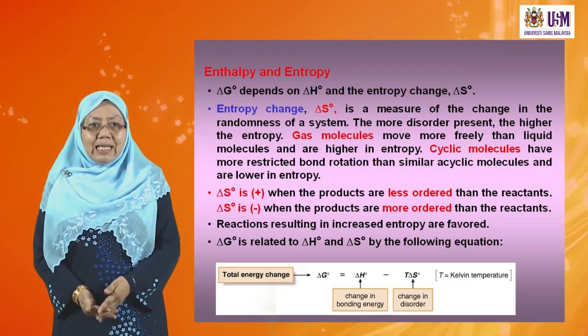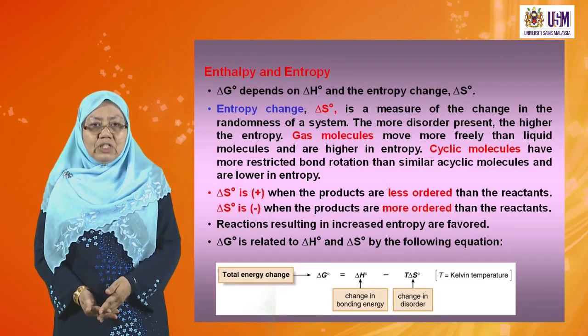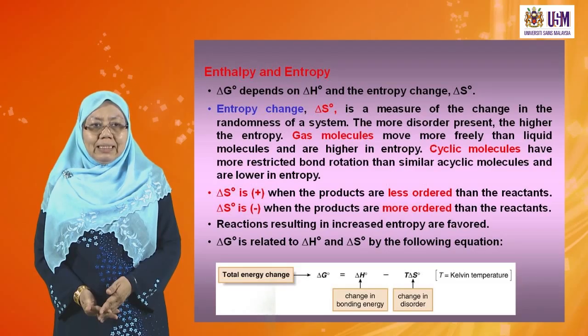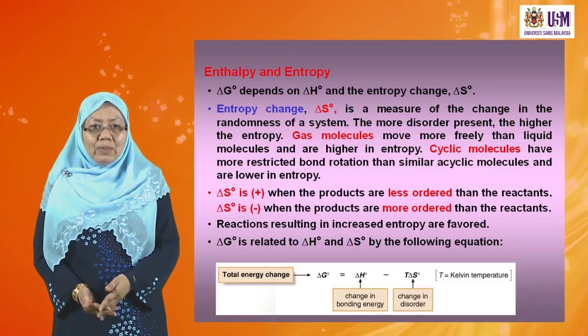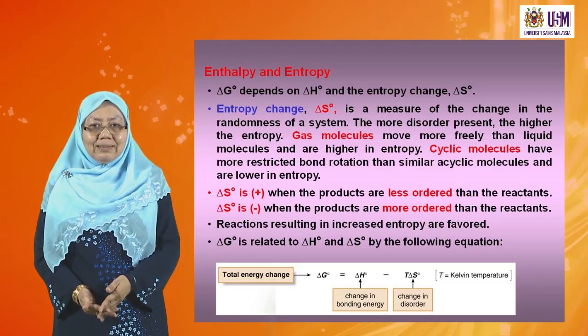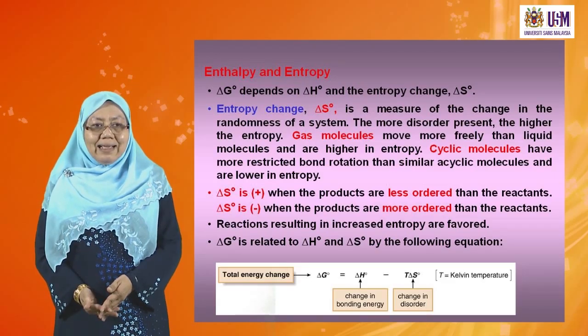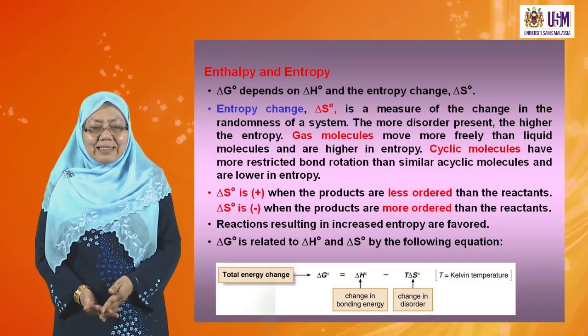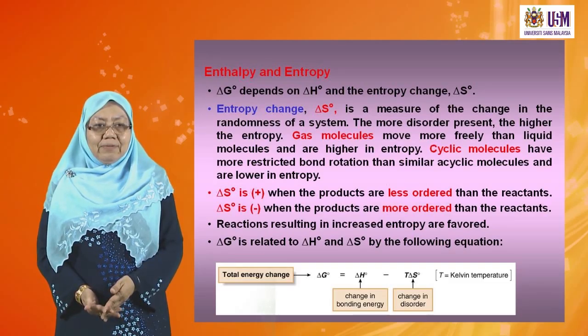Cyclic molecules have more restricted bond rotation than similar acyclic molecules and are lower in entropy. Entropy is positive when the products are less ordered than the reactants, and entropy is negative when the products are more ordered than the reactants. Reactions resulting in increased entropy are favored.